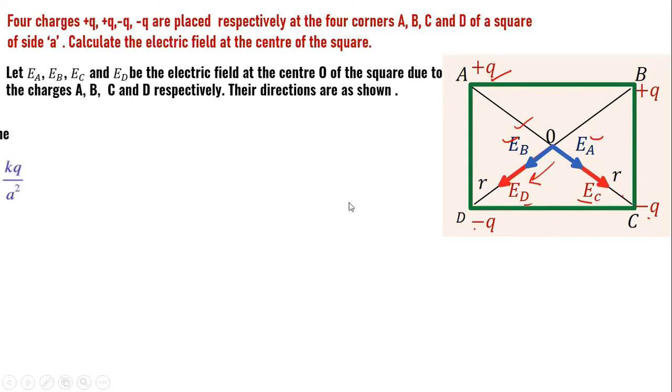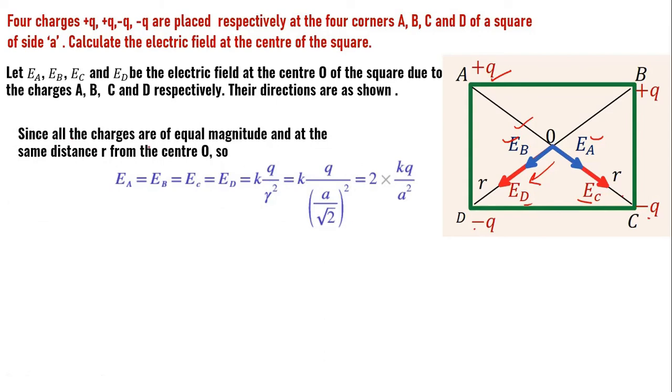Rest, magnitude wise, we can find the value of the electric field since all the charges are of equal magnitude. Here, the charges are of equal magnitude Q and they are at the same distance R from the center. Now, see here, the distance of O with respect to A, B, C or D is equal, which equals R. So, this R distance we have to compute. It is already given that the side of the square is a. How can we find the value of this R? We can compute it using the right angle triangle, where this is R and this is a.